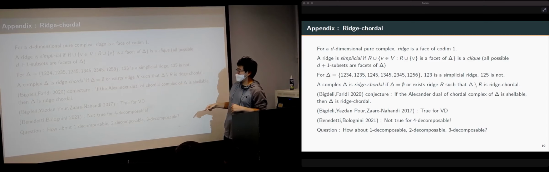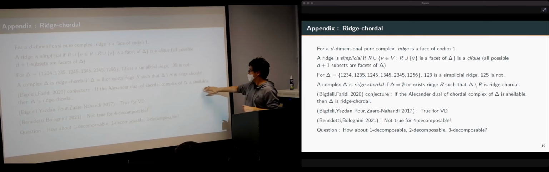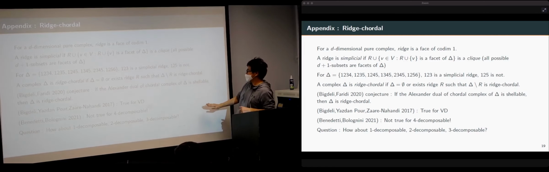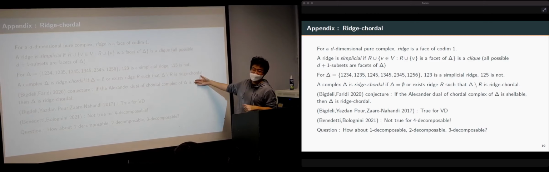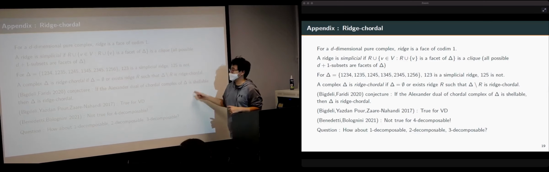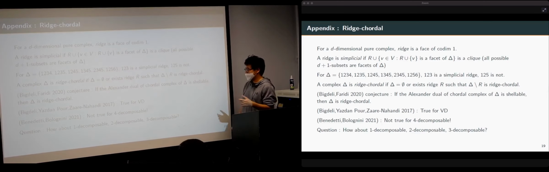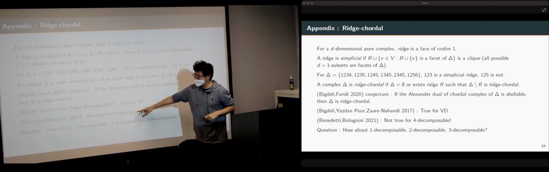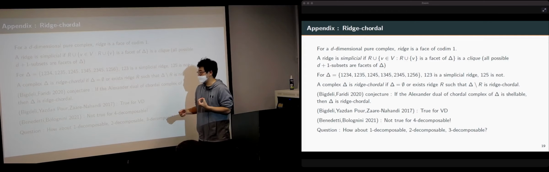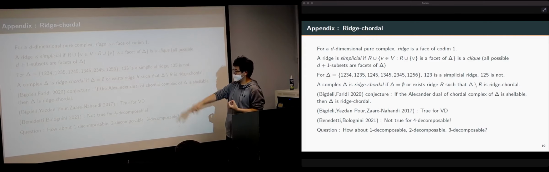So the obvious question is, we know that this is true if this is replaced with 0-decomposable, and we know that this is false if this is replaced with 4-decomposable. So how about the things in between? Is this true for 1-decomposable, 2-decomposable, and 3-decomposable? And just in case you're wondering, the counterexample they provided over here is an example of a 4-decomposable complex where the dual was not ridge chordal.